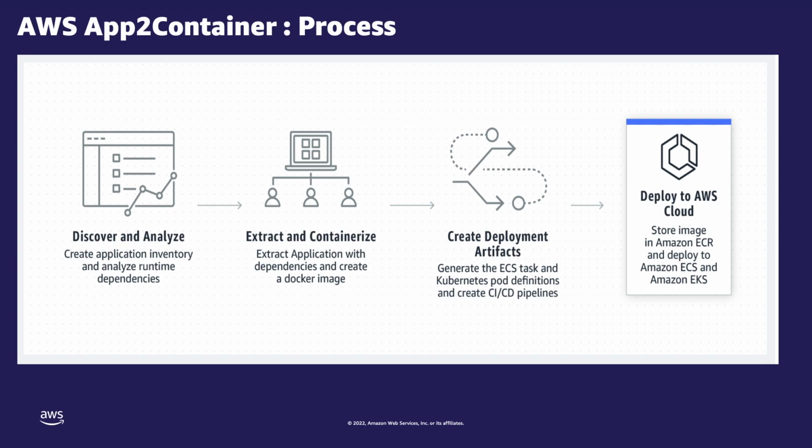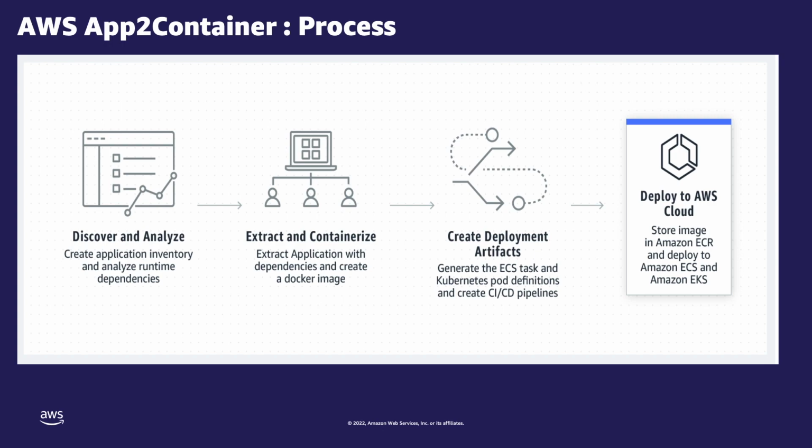The third step in the workflow is to generate deployment artifacts. In this step, App2Container pre-fills key values in your deployment file based on your profile, the application analysis, and best practices. In this step, App2Container can generate the deployment file for different container management environments, for example, ECS, EKS, and AppRunner. The last step in the workflow involves deploying your container images.